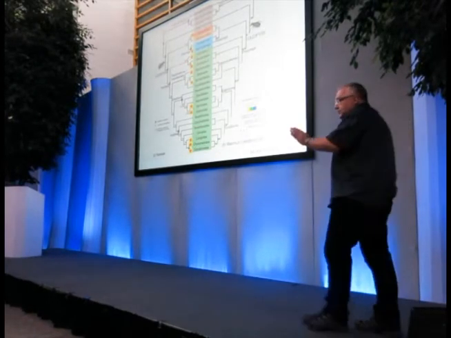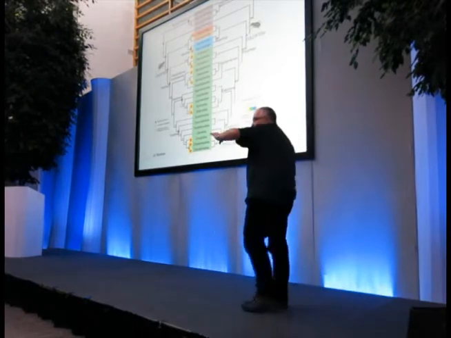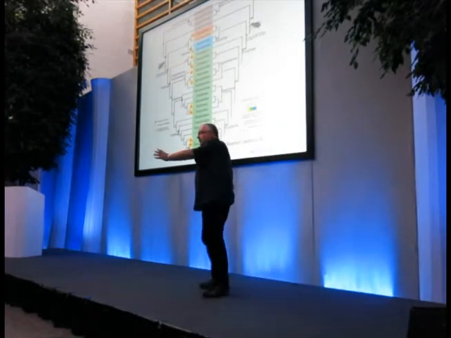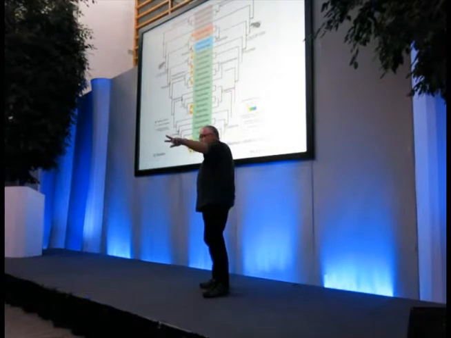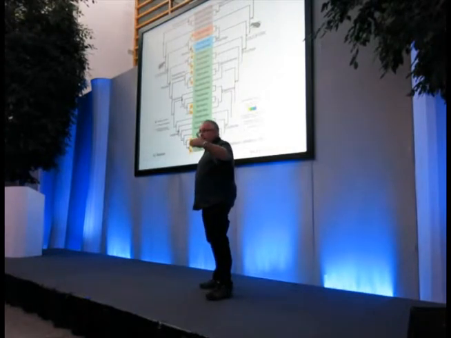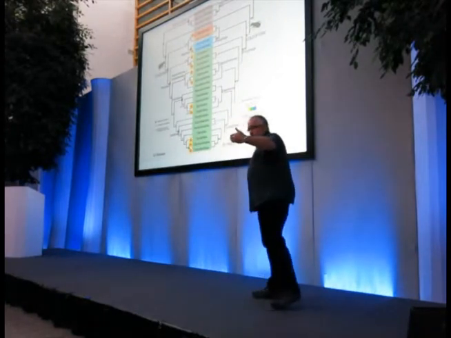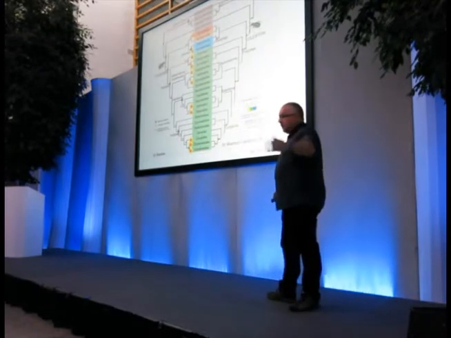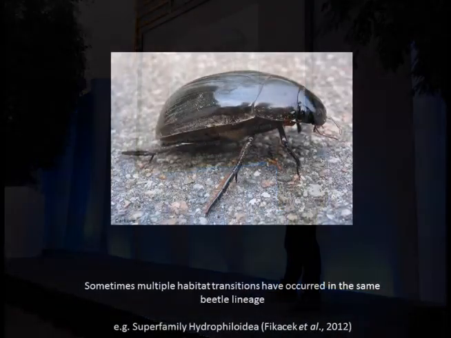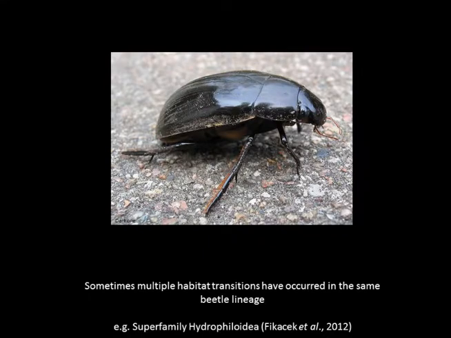You know, it's not just a case that we've got the diving beetles and then we've got the largely herbivorous polyphagan beetles that have colonized water twice. We've had multiple independent evolutions of water beetles across the radiation of beetles. And in some cases, we have evidence that there have been multiple habitat transitions within single beetle lineages.